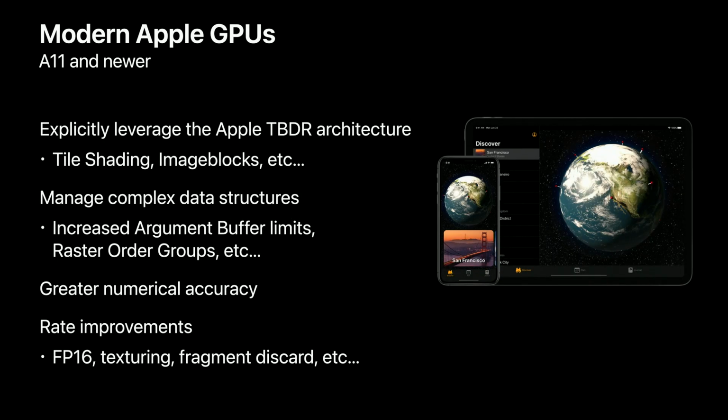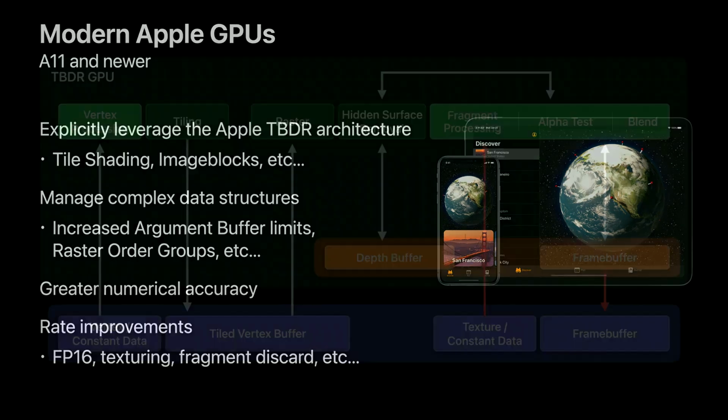Starting with A11, we introduced a major GPU redesign. We redesigned and rebalanced the full GPU in order to support more modern rendering algorithms. These algorithms may require us to explicitly leverage the Apple TBDR architecture, potentially manage complex data structures, as well as greater numerical accuracy. Since we also rebalanced the design, we made several rate improvements as well as increased some implementation limits. Cool, so let's review the render pipeline changes.